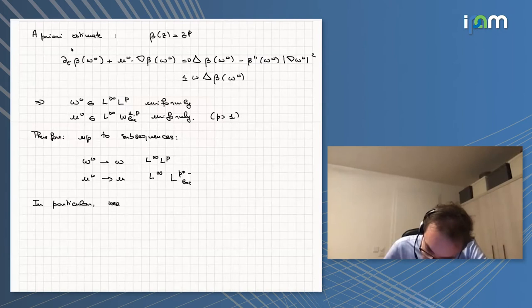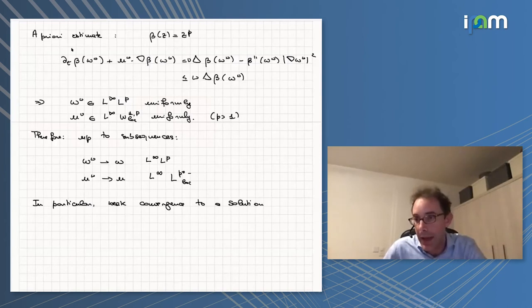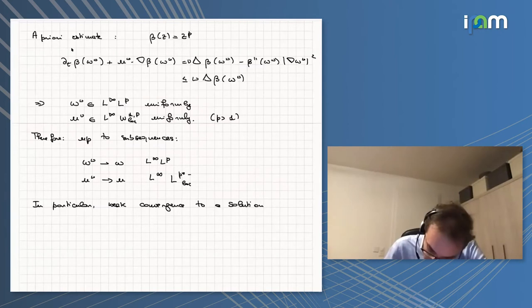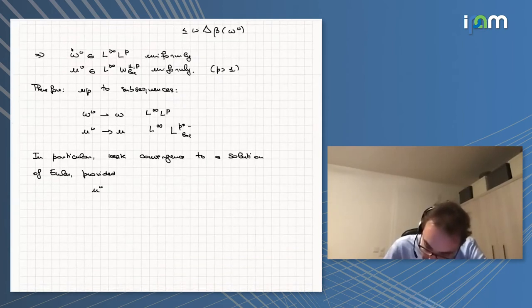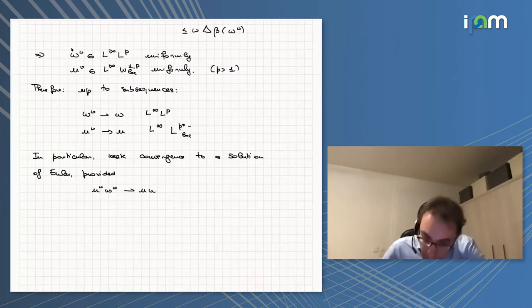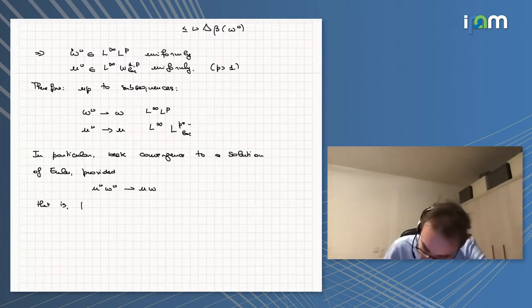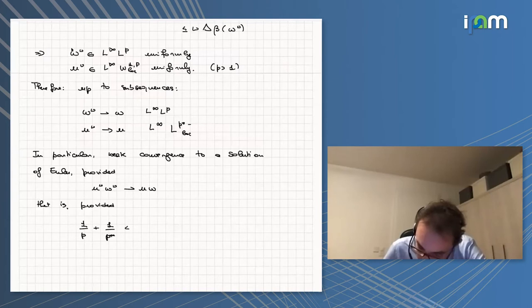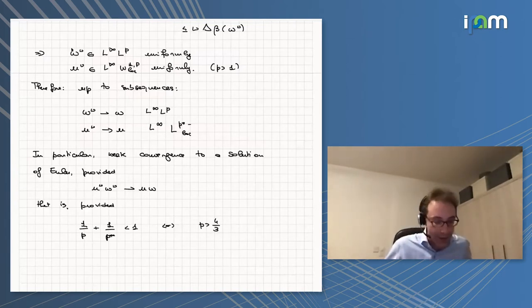So in particular, weak convergence to a solution of Euler, provided we can pass to the limit in the nonlinearity, that is in the product. Provided we can pass to the limit in the product of the velocity times the vorticity, at least in some weak sense, which holds in the case the two exponents in which I have the weak and the strong convergence are at least Hölder conjugated. Provided 1 over p plus 1 over p star is smaller than 1, which is equivalent to p greater than 4/3, which is a sort of recurring exponent in this theory.